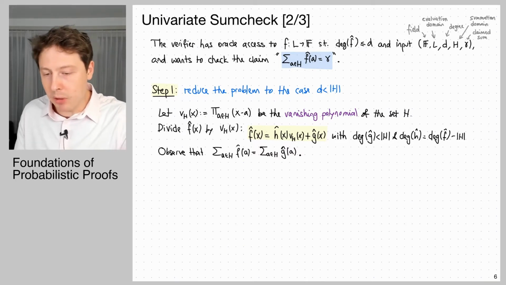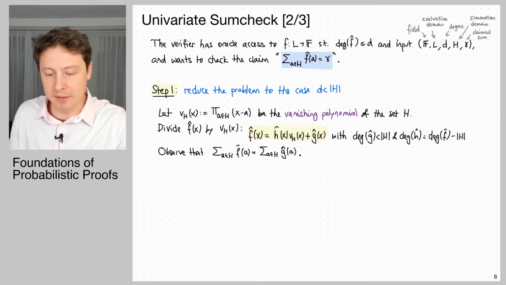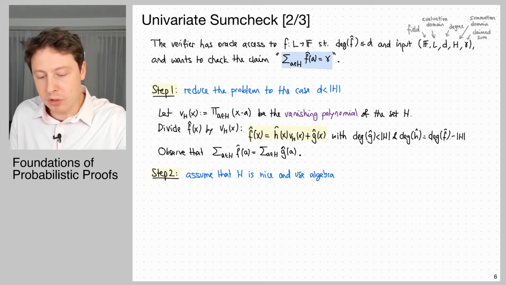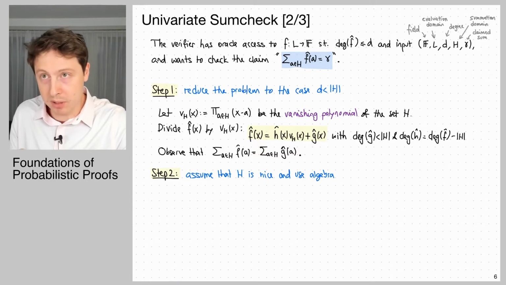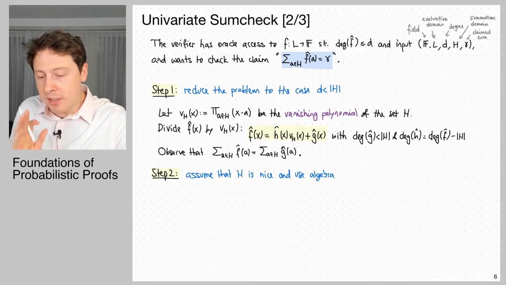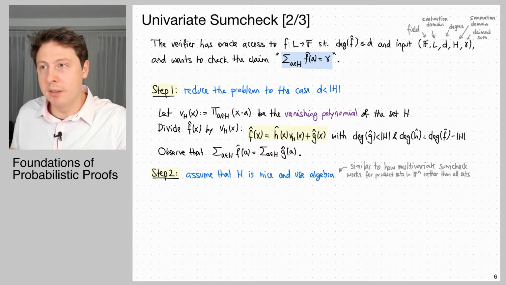So let's focus on polynomials that satisfy this condition and see how they behave on a set. Now, in general, I have no idea, okay? So we're going to assume something. We're going to assume that H is nice, according to some notion of nice, and we're going to rely on some algebraic properties. Notice that this is fair game because in the multivariate sumcheck, this summation domain was also nice.